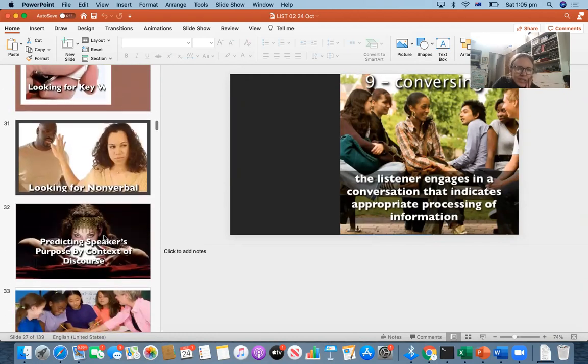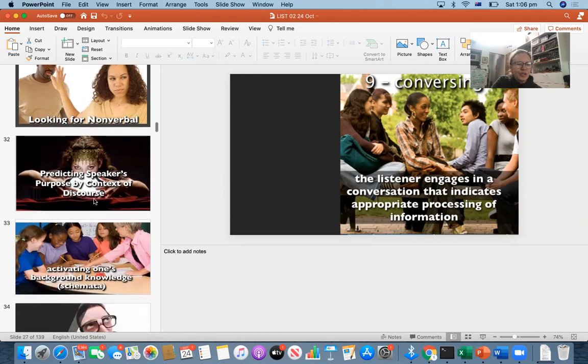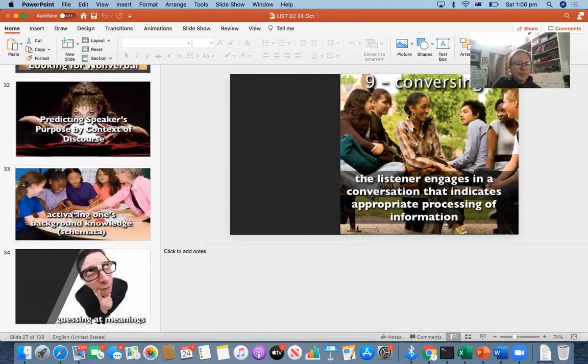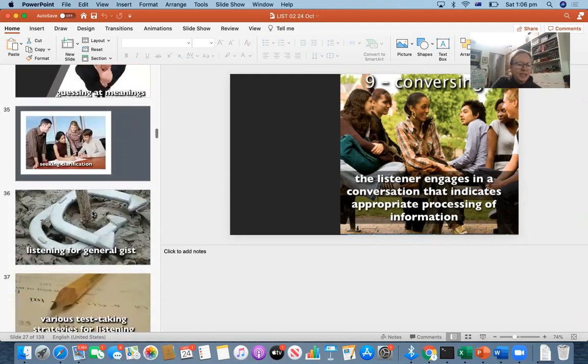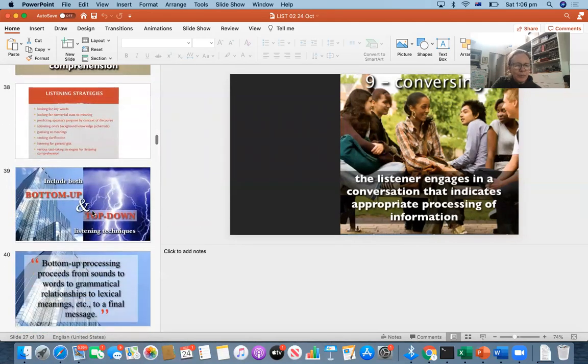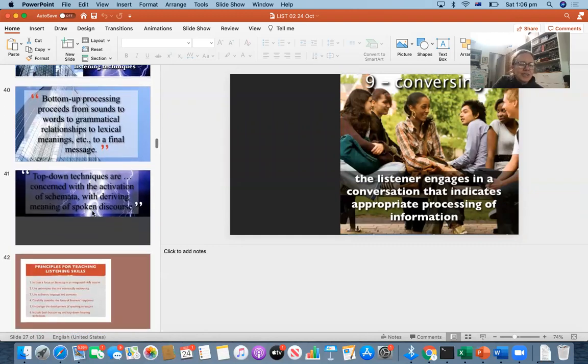And then the students need to look for the key vocab, non-verbal language, non-linguistic, so the sarcastic rolling of the eyes or whatnot. Learn how to predict by what's happening around them and activating knowledge, suggesting meaning, seeking clarification, listening for gist. So it's basically a little bit repetitive, but it says the same thing, all we need to do for listening.